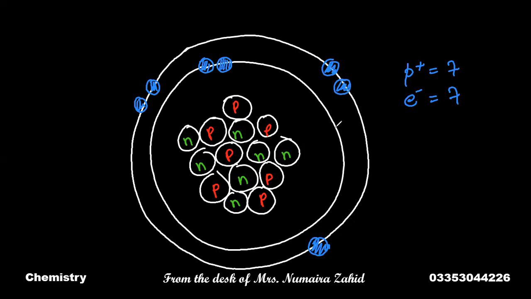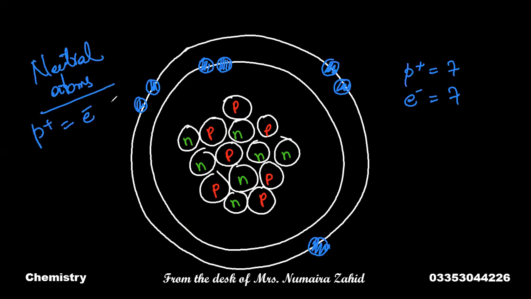So if we know the number of protons, we can find out how many electrons should be present in this atom if it is a neutral atom. When we talk about neutral atoms, all neutral atoms have the same number of protons and electrons to balance the charge. All the protons are positively charged and electrons are negatively charged particles. So when protons and electrons are balanced, it is considered a neutral atom.